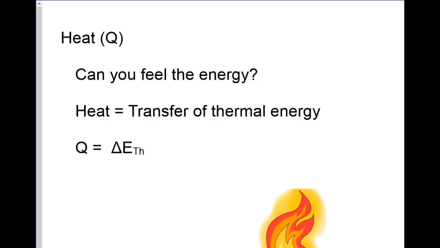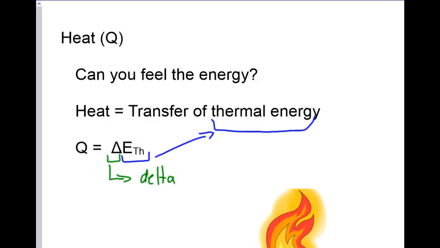Heat is a transfer of thermal energy. So we can represent that mathematically using letters. ETH is the symbol for thermal energy. This is the mathematical symbol for delta. Do you remember what delta means?